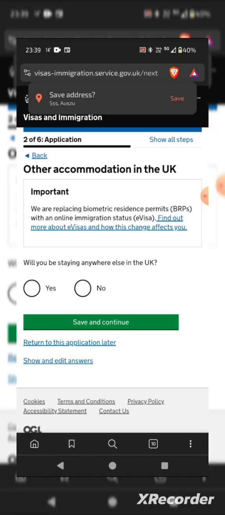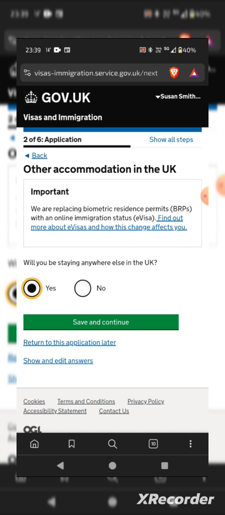Will you be staying anywhere else in the UK? If you'll be staying, you put yes. You write the what day. You take yes and save and continue. Then if you're coming for assessment, you are going to say where you will be staying for that period of time during that assessment. It will be on your invitation letter, the date when you start all those things. If you don't know it, check your portal, they will all be there. So I will just take no just to save time, but you should take yes.